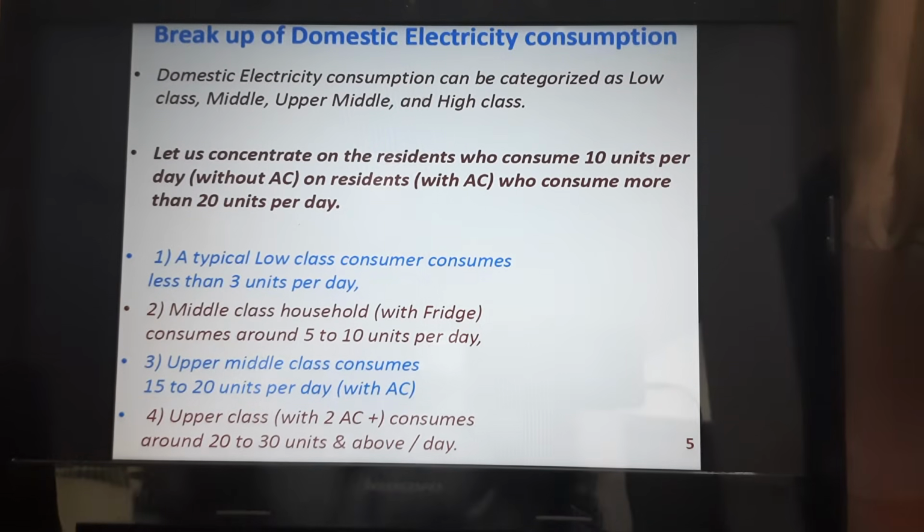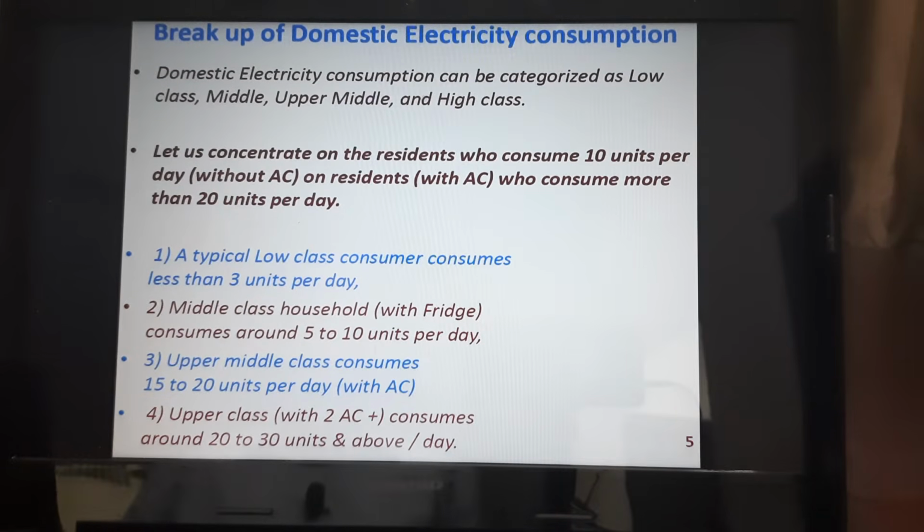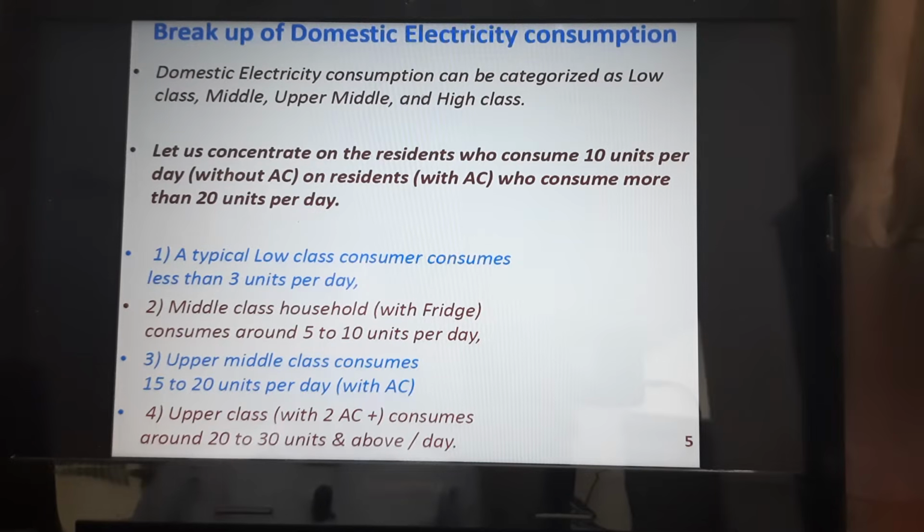To generally say the breakup of our domestic electric consumption, we are talking about the houses or flats or residences that have air conditioners, where they consume almost 15 to 20 units per day in any residence where the split AC is installed. Almost 10 to 15 units are consumed by the air conditioner, and the rest of the consumption is towards the other appliances in the residence.